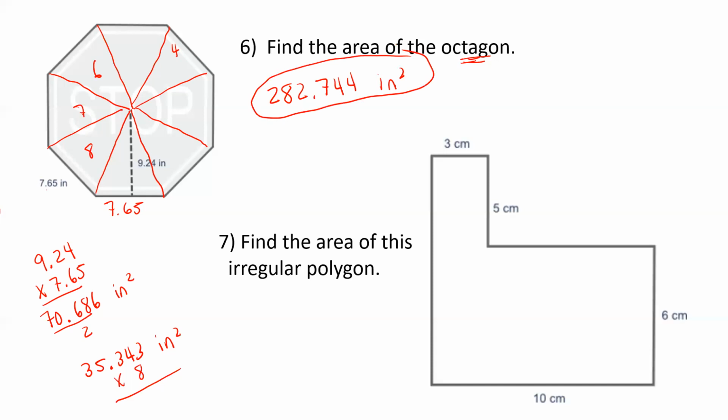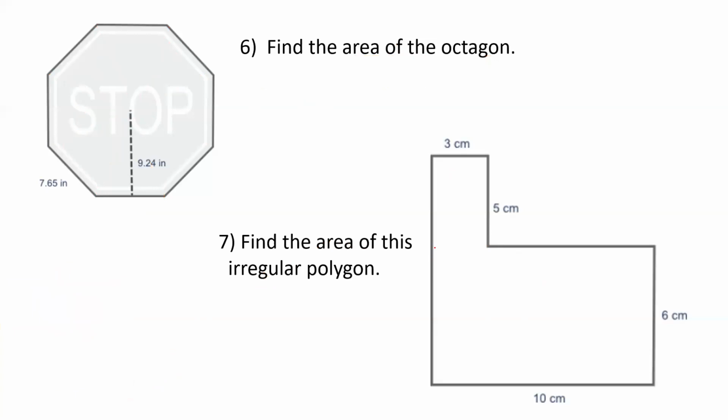All right, now the next one is an irregular polygon. That means all the side lengths are different. So what could we do? We could think, all right, well, I don't know what the area of the whole thing is, but I could figure out the area of rectangle 1 and rectangle 2. I could do it that way. Or I could also go this way, right? And I'd have a little rectangle up here and a big one down here. So I think I'll do it this way.